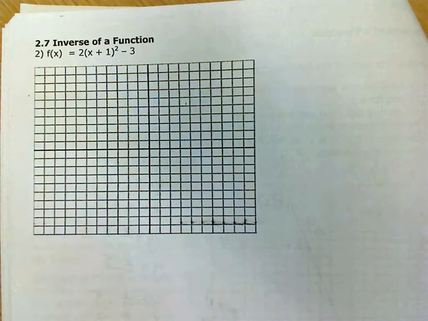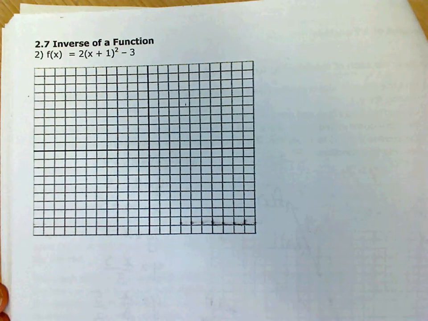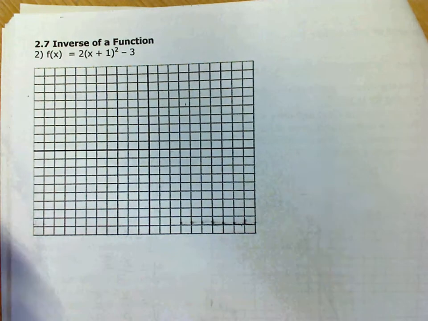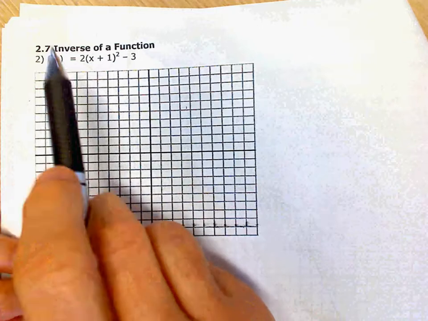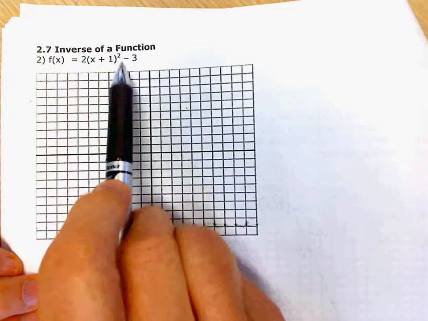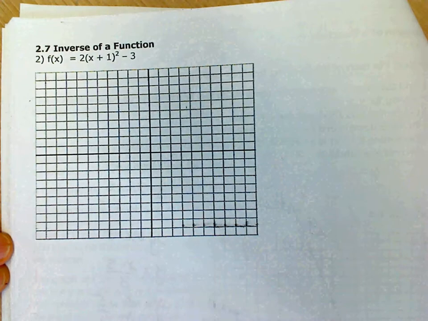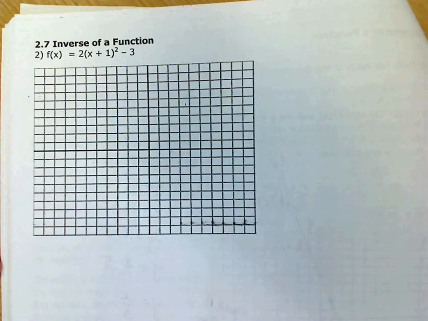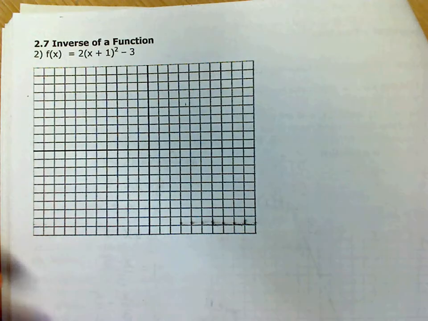Okay. f of x equals 2 times x plus 1 all squared minus 3. Now we're going to do the inverse of that one. So that one's a little bit harder. Okay? A.